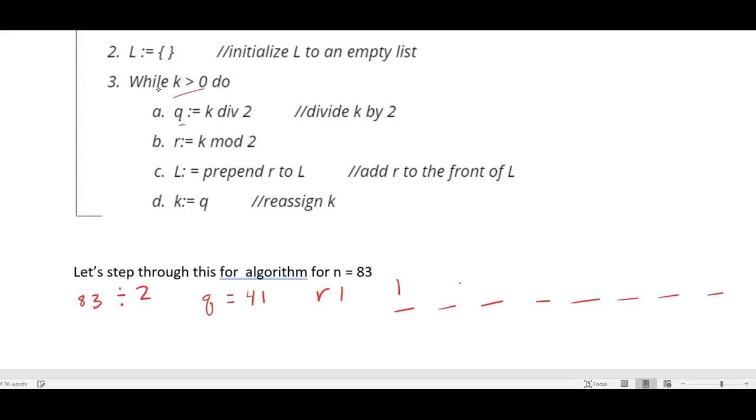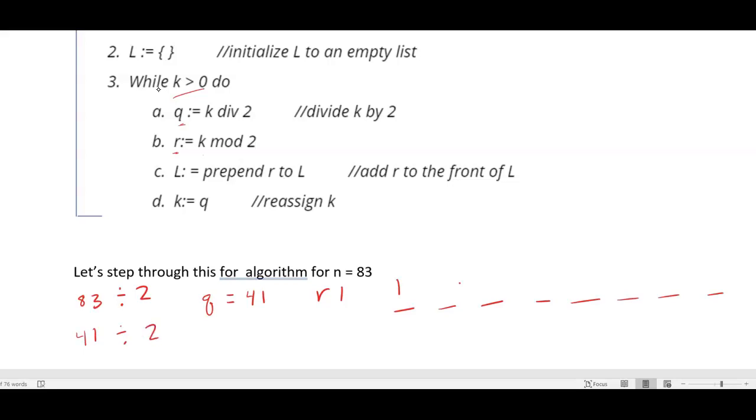Q is 41. I don't do anything with that. R was the 1. That's what I use, and I put that R in the leftmost space of L. So now I reassign k to what the quotient was. That's where the quotient gets used. So now I have 41. And I can do that same process. I'm going to divide 41 by 2.